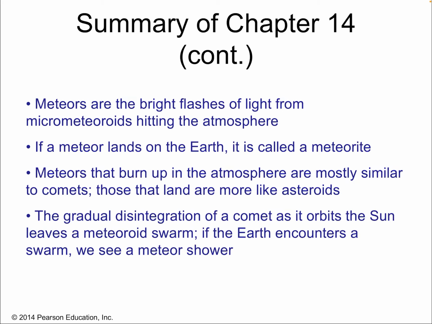Meteors are bright flashes of light from micrometeoroids hitting the atmosphere. If a meteoroid lands on Earth, it is called a meteorite. Meteors that burn up in the atmosphere are mostly similar to comets, so mostly icy. Those that land are more like asteroids, right? Good rule of thumb there. The gradual disintegration of a comet as it orbits the sun leaves a meteoroid swarm. And if Earth encounters a swarm, we see a meteor shower. See how all these terms come together? Kind of neat there. All right.